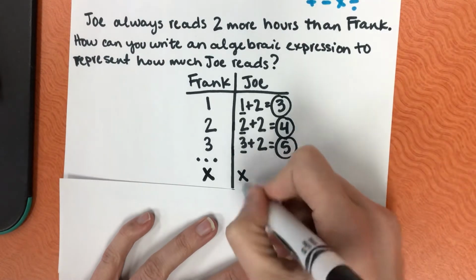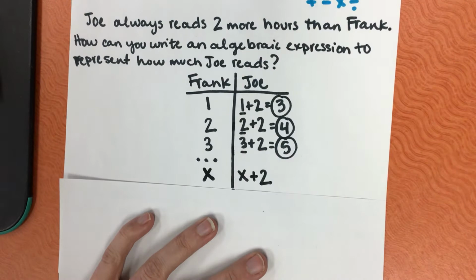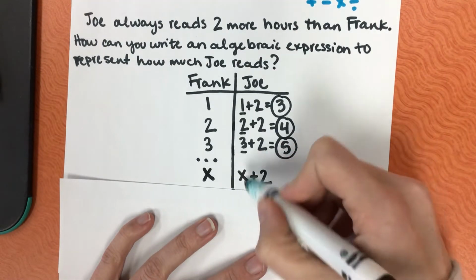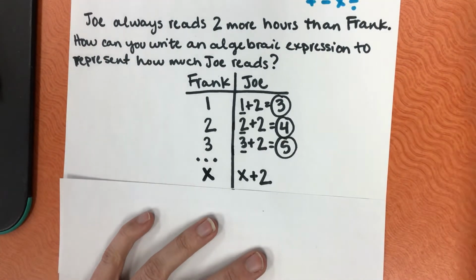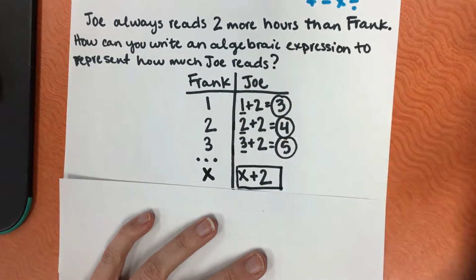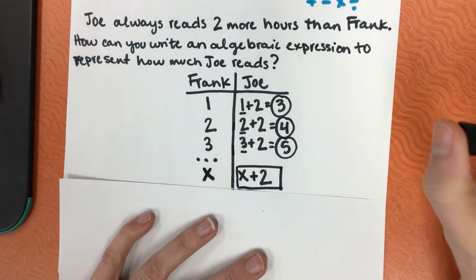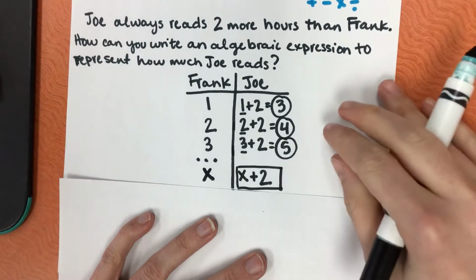So if Frank read X hours, Joe's going to read 2 more hours than that. However much Frank reads, we have that represented with the letter X. Joe is going to be an overachiever and read 2 more hours. Okay, so this would be our algebraic expression to represent how much Joe reads: whatever Frank reads, X, plus 2 more. Okay? Let's try another one.